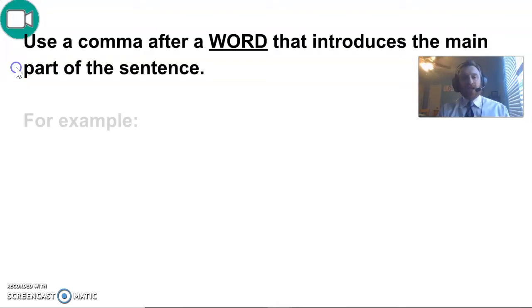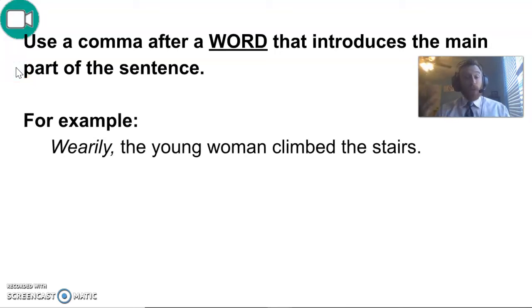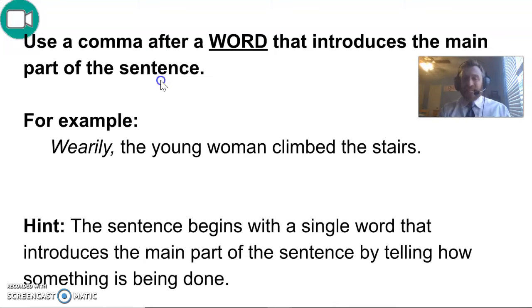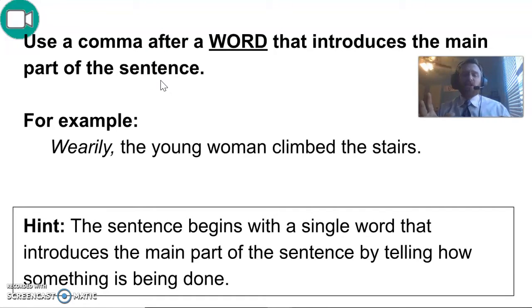In this case, here's our example. Warily, comma, the young woman climbed the stairs. The young woman climbed the stairs, but the question is, how did she do it? This is where that one word adverb that ends in ly comes in. Warily, the young woman climbed the stairs. Now, a little heads up and a little hint. The sentence begins with that single word that introduces the main part of the sentence by telling how it is done. This is the one way we can use commas with introductory elements.